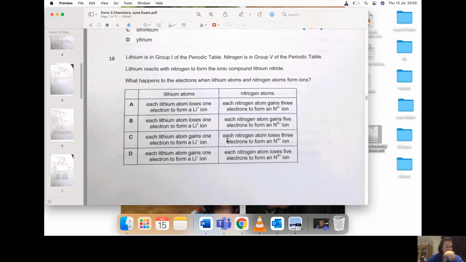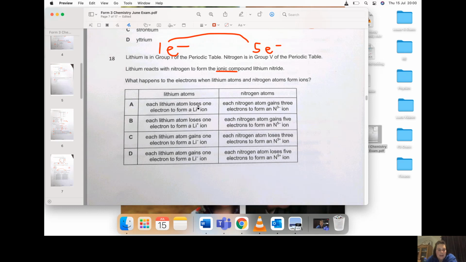Okay. Question 18. Lithium is in group 1 of the periodic table. Therefore, it has 1 electron in its outer shell. Nitrogen is in group 5. Therefore, it has 5 electrons in its outer shell. Lithium reacts with nitrogen to form an ionic compound. In other words, lithium is going to give its electrons to nitrogen. What happens to the electrons when the lithium atoms and nitrogen atoms form ions?